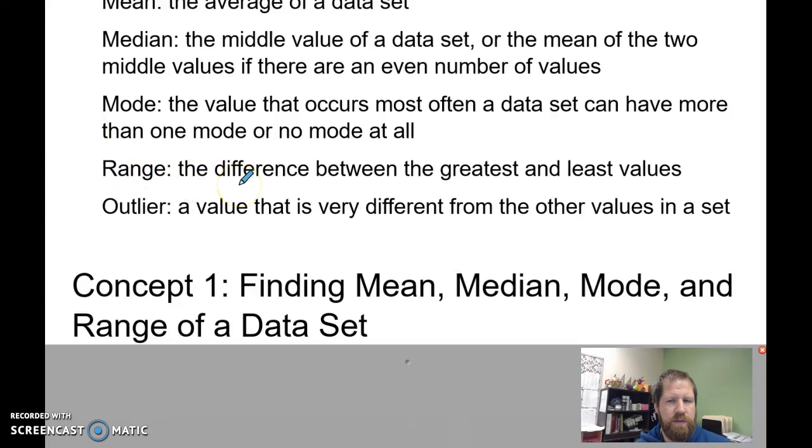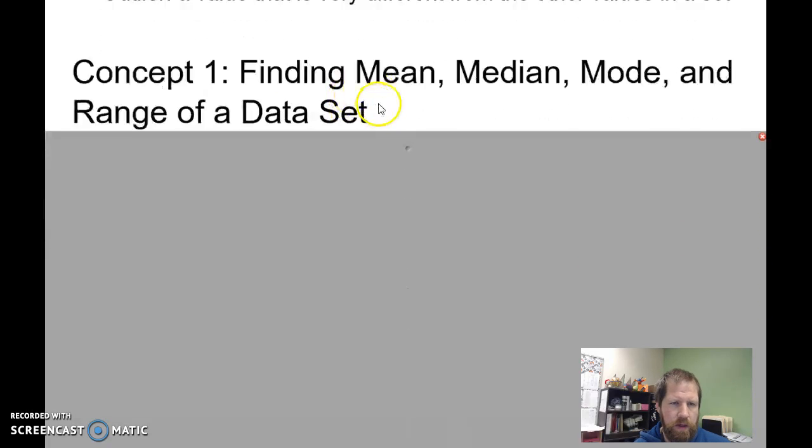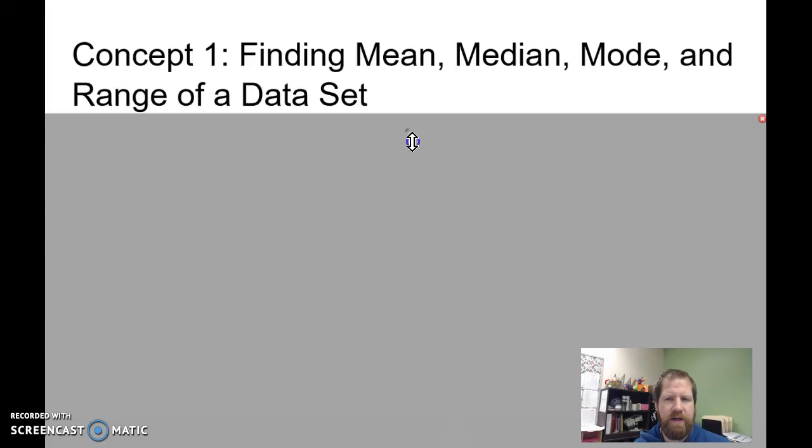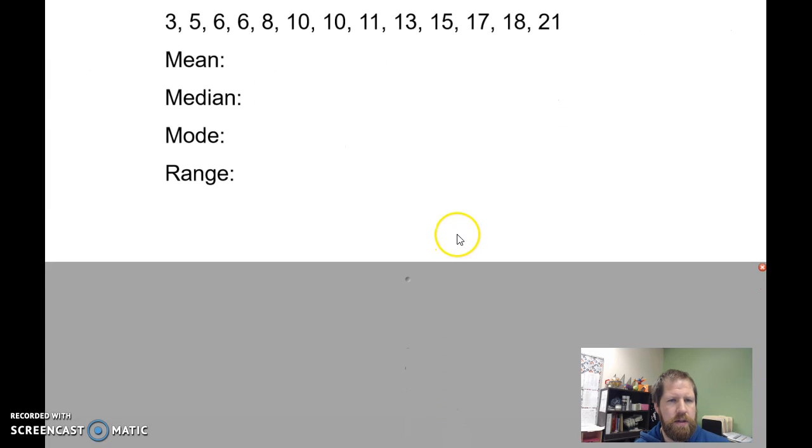Range is the difference between the greatest and the least values. So find your highest value, find your lowest value, find the difference. Okay? And then an outlier is a value that's very different and doesn't really fit in with the rest of your data in a set. Okay? So, concept 1, finding mean, median, mode, and range of a data set.